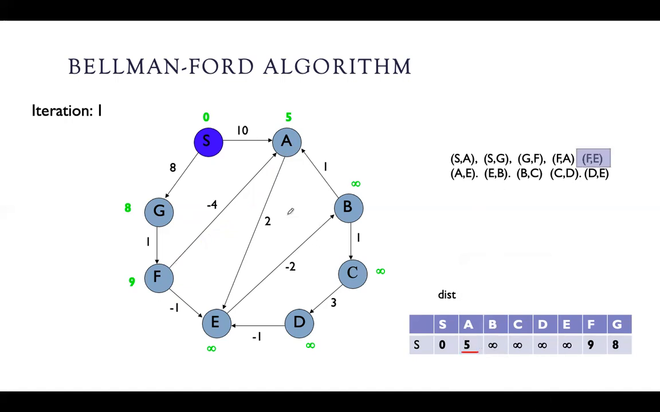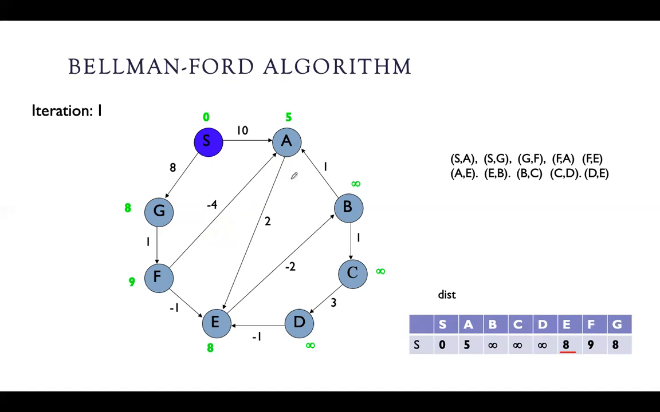Next edge, FE. See, earlier distance of A was 10 when we had only the S to A edge. Now when we discovered the F to A edge, its weight will change to 5. Next, consider the edge F to E. Its distance is infinite. We can calculate the new distance. 9 minus 1, 8. F to E is 8. Okay, distance of E is 8.